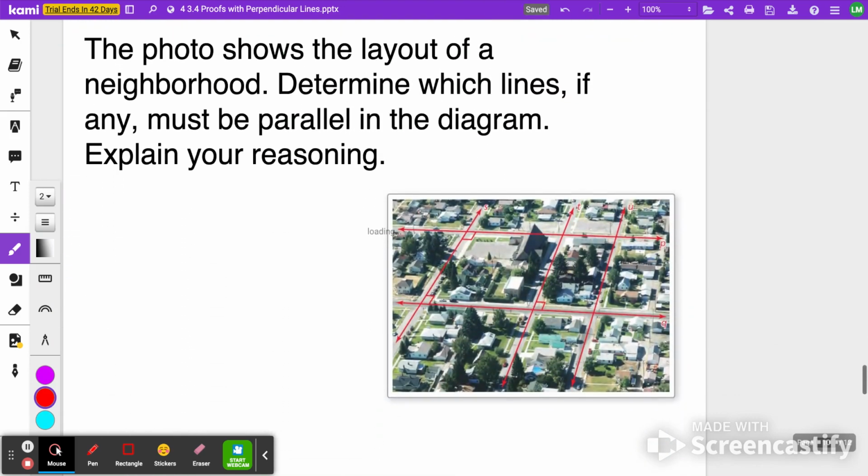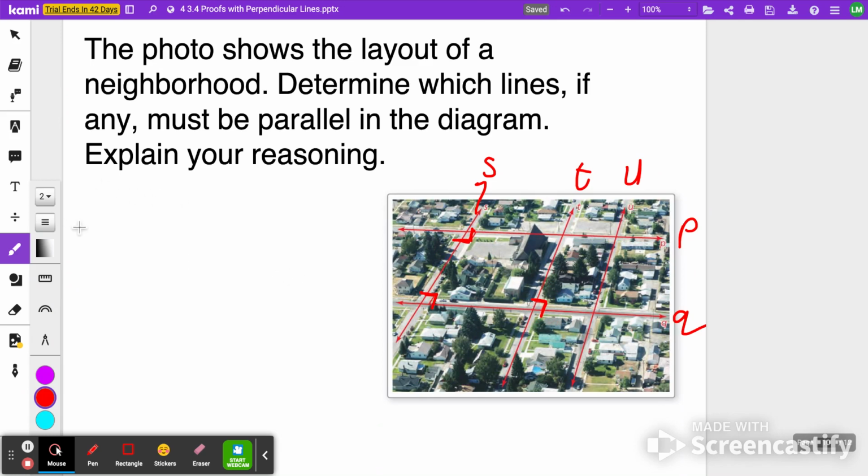This photo shows the layout of a neighborhood. Determine which lines, if any, must be parallel in the diagram and explain your reasoning. So here is, I don't know if you can see this on your paper, but this is line S, T, U, and then P and Q. And from the looks of it, it looks like there are a few that are parallel. S and T appear to be parallel because they have a 90-degree angle. And again, I don't know if that's easier to see in your paper. Okay, but that just is showing where those 90-degree angles are.